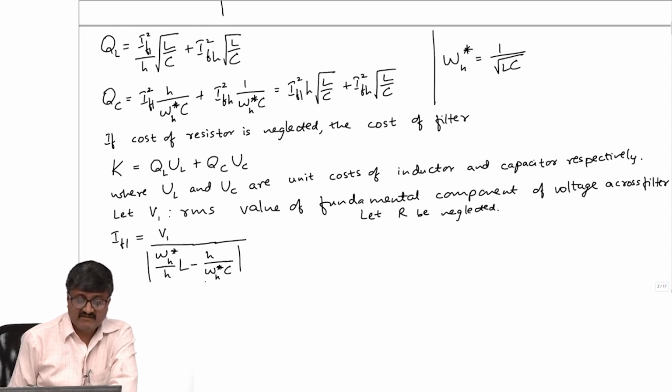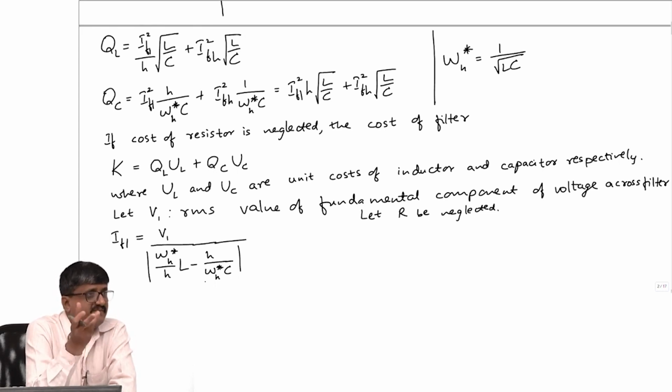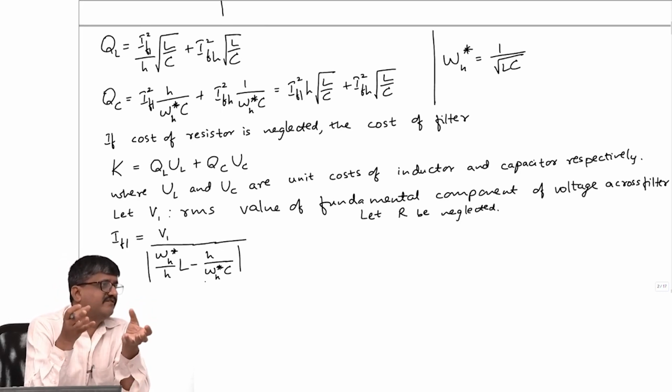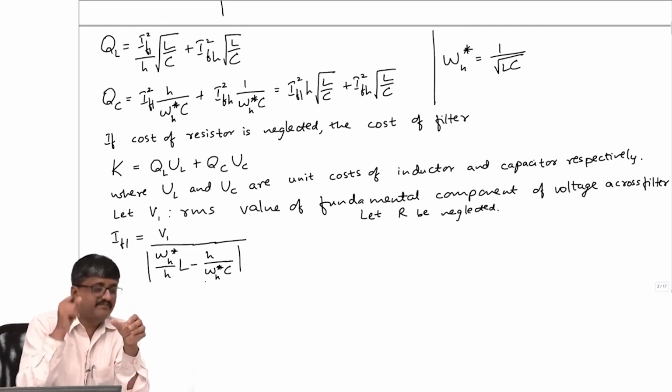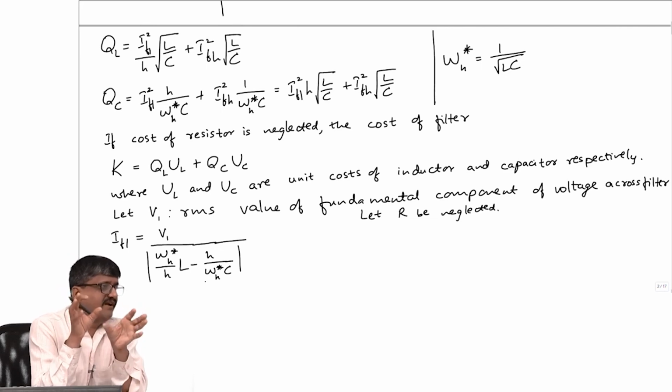Is the reactance of the inductor larger or the reactance of the capacitor larger? The reactances of the inductor and capacitor should be the same at what frequency? The resonant frequency, that is the harmonic frequency for which it is designed. Now I am computing the fundamental frequency impedance or admittance, whatever. So at the fundamental frequency, which one will have a higher reactance, capacitor or inductor?